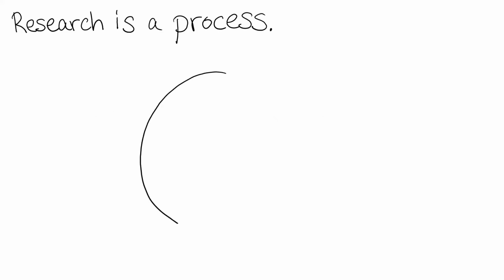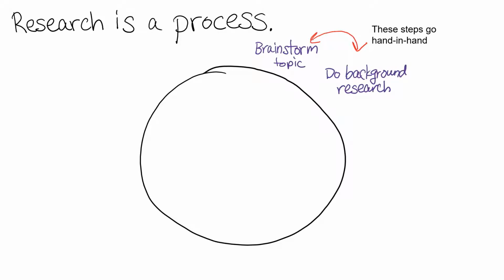Research is a cyclical process. You go through these same steps whether you're preparing to write a research paper or give a presentation. The first step is to brainstorm a topic and do background research. These steps go hand in hand as you may not know much about your topic and need to do the background research in order to learn more. As you're learning, you will get to the step of narrowing your topic, and then you will search again to find articles and relevant data.